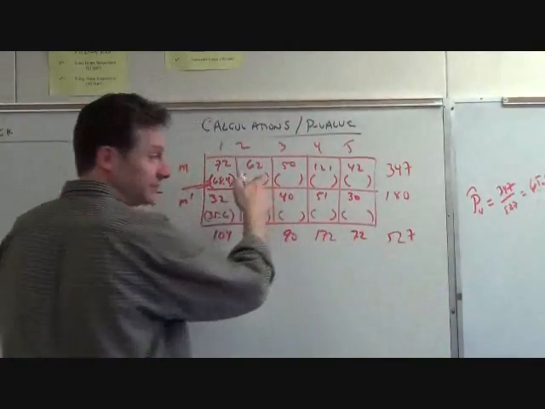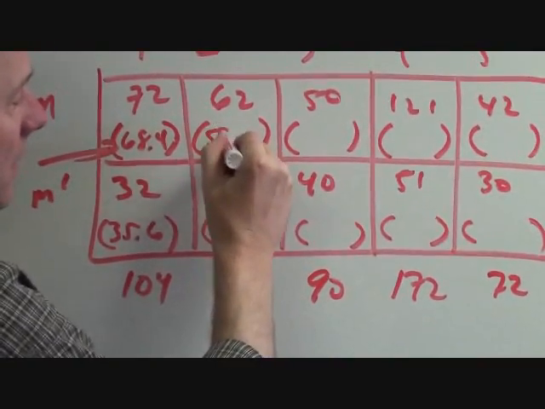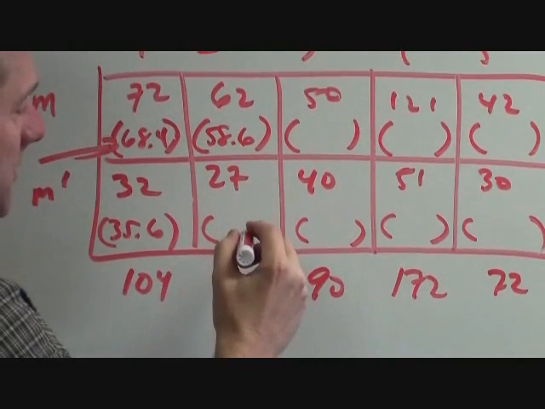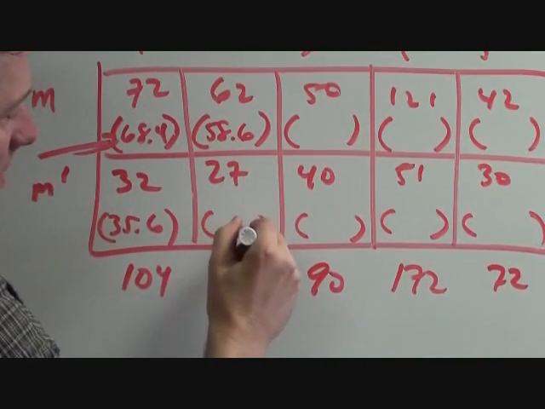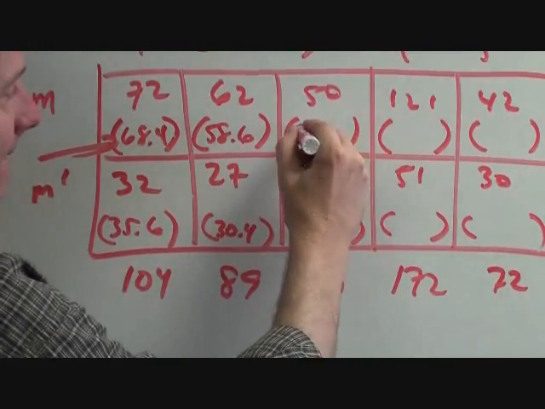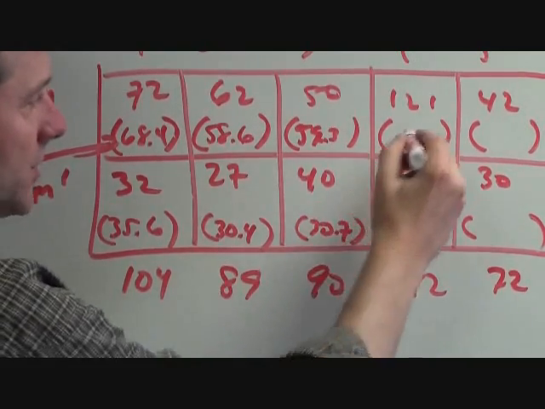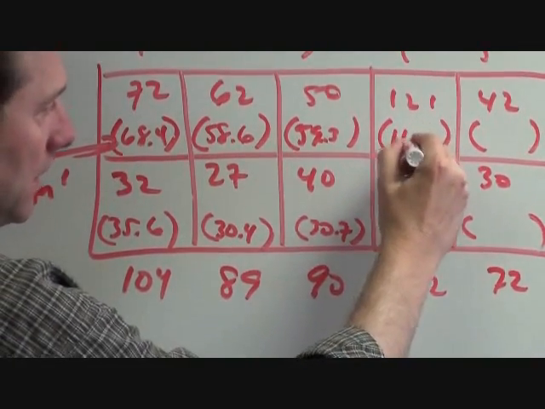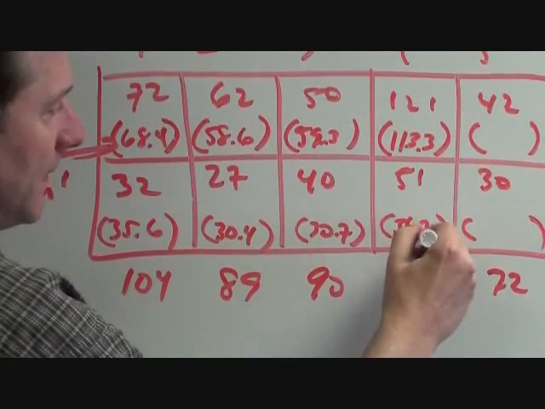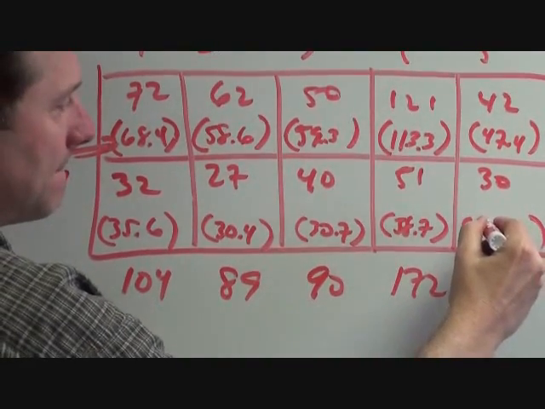What do you got here? Say again. 58.562. Okay, 58.6. This guy would then be 30.4. Okay, up here, 59.3. 30.7 up here. 113.3 down here. 58.7 up here. 47.4. Okay, down here, 24.6.